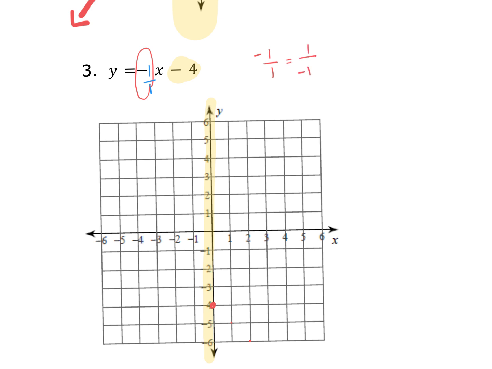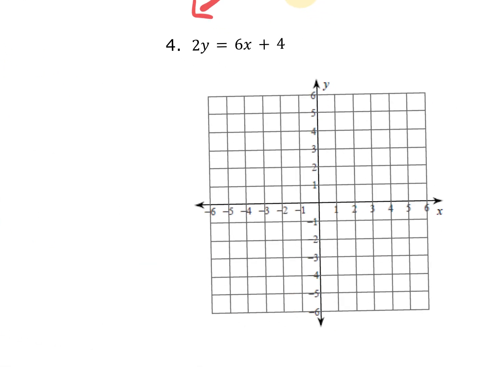left 1. So I'm going to go on my negative 4. I'm going to go up 1 to the left 1. Up 1 to the left 1. And then I'll keep that same line. And then I'm just going to connect all those points. All right, let's look at our last one here.